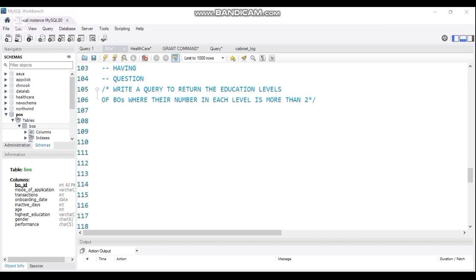Today we'll be talking about HAVING. HAVING is a filter clause in SQL, just like our WHERE. But the difference between them is that HAVING is used after GROUP BY, while we use WHERE before GROUP BY.